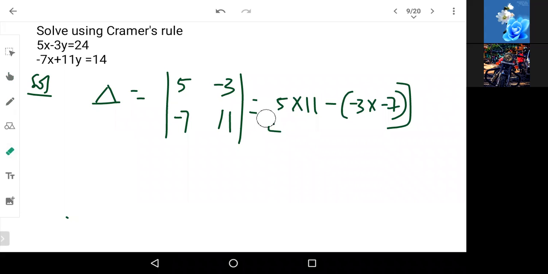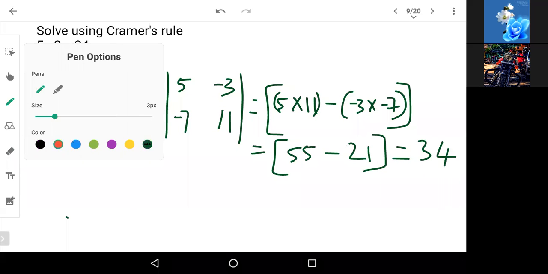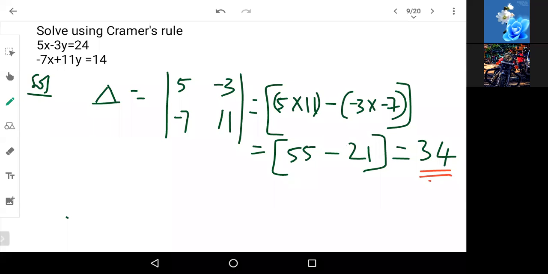Let me put a box bracket here so that it's even more clear. Now solve this. 5 into 11 is 55 minus 3 into minus 7 will give us minus into minus plus, so it will give us 21. So the value of delta is 55 minus 21, which is 34. Good. Very good. 34 is the answer. So we found out the value of delta. If you are getting confused, you can just write down delta is equal to 34.